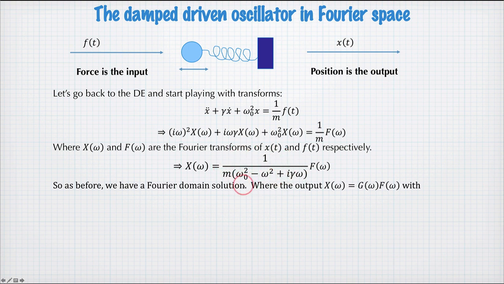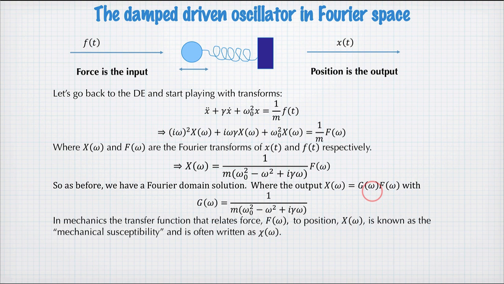So just as before, we have an output x is equal to the input, which is a force, and the transfer function g of omega in the middle, which is defined like that. Now in mechanics, this transfer function that relates the force to the position is known as the mechanical susceptibility and is often written as chi of omega. So g of omega is this thing we've introduced as the transfer function, but I should mention that in mechanics it's often called mechanical susceptibility and is given this symbol here, chi.